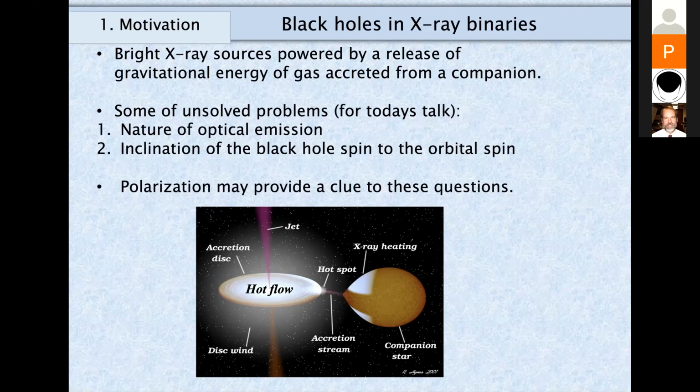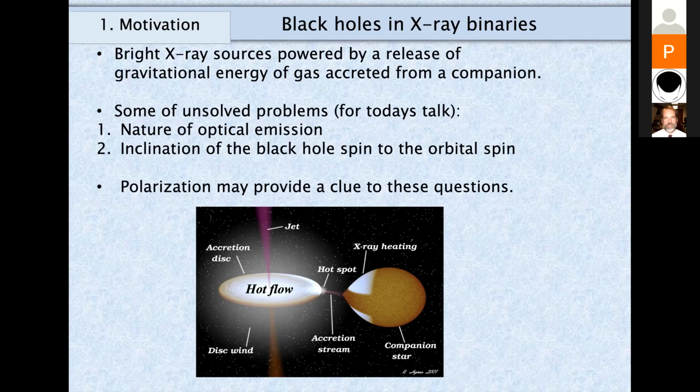Some of the unsolved problems for today's talk are the nature of the optical emission from these objects, and whether we can get a clue about the black hole spin and orbital spin alignment or misalignment in these objects. These are the questions that we would like to answer, and the polarization will hopefully provide us with a clue to answer them.